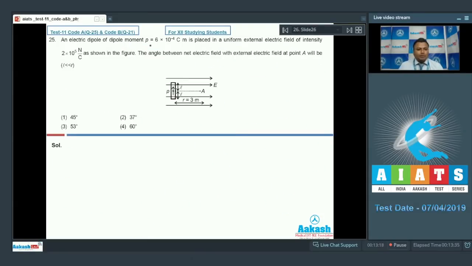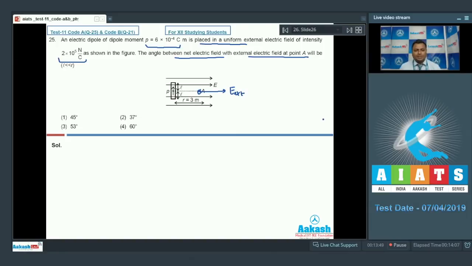An electric dipole of dipole moment P equals 6 into 10 to the power minus 4 coulomb meter is placed in a uniform external field of intensity 2 into 10 to the power 5 Newton per coulomb. Given in the figure, the angle between net field and external field at point A will be what? Now how many fields are existing at A? First of all, find out. External field E, external, already there, and electric field due to dipole.